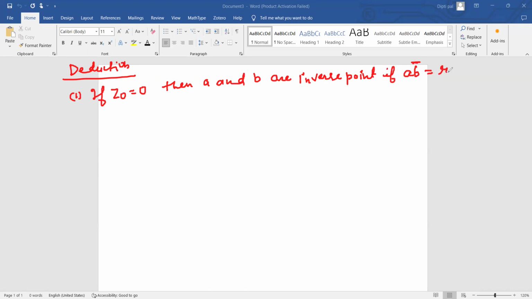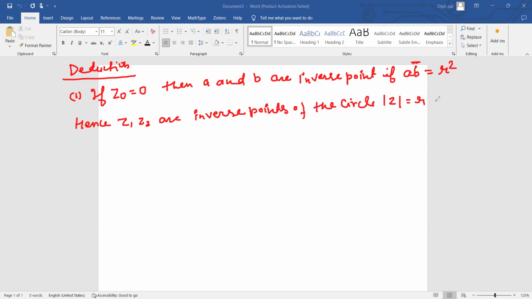AB are equal to R square, and Z1, Z2 are inverse points of the circle of modulus of Z equal to R, if Z1 Z2 are equal to R square.